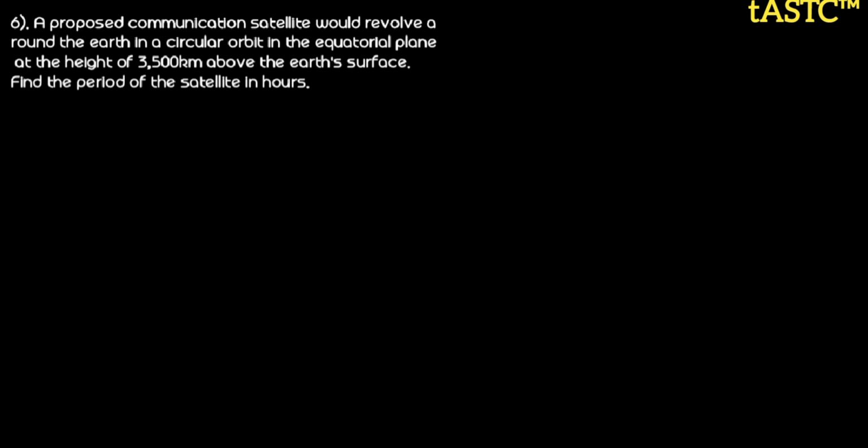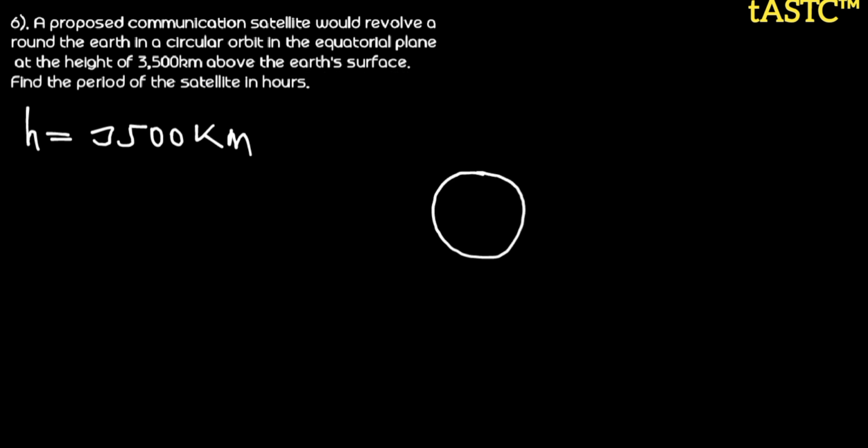Now here we find that the only parameter given to us is the height, and that is equal to 3,500 kilometers. Now, we need to find the period of the satellite. But before we go there, what is this height? What does it really mean? Now, from here, we said that the height of 3,500 kilometers is the height above the Earth's surface. So let us say this is the Earth.